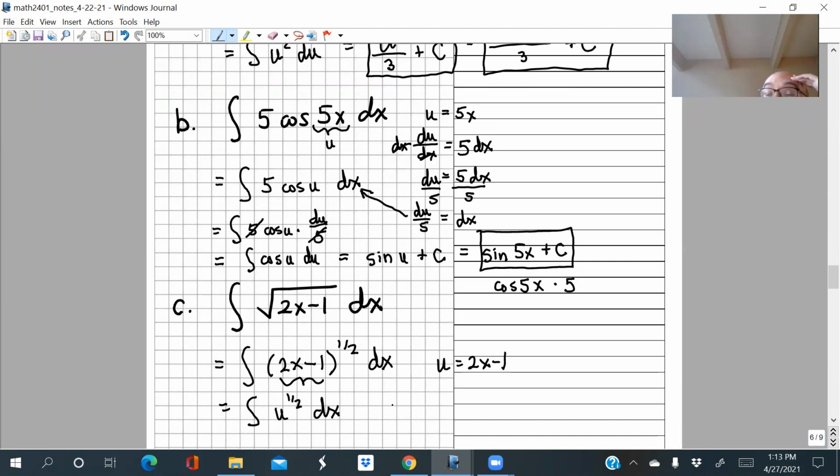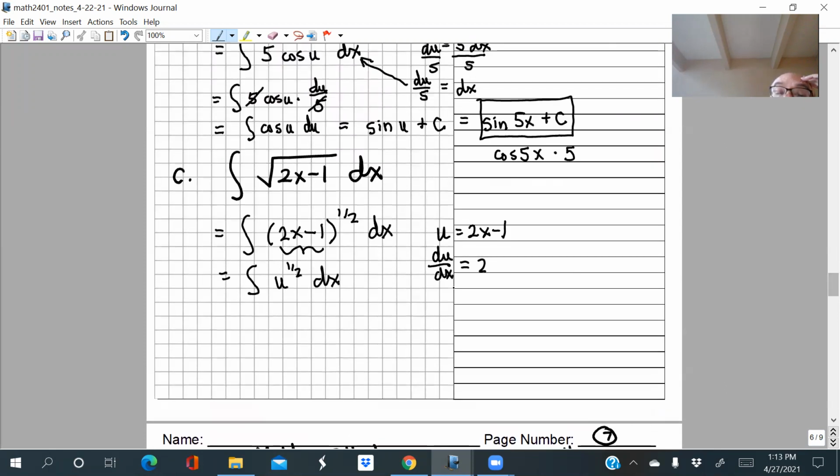Take the derivative. Yeah, take the derivative. So I get what? du dx equals, this is so easy here, just 2. And then solve this for dx. Well, let me solve that for dx for us. So just quickly, you're going to end up with dx equals du over 2. So here is really what I'm integrating: 1/2 times du over 2.